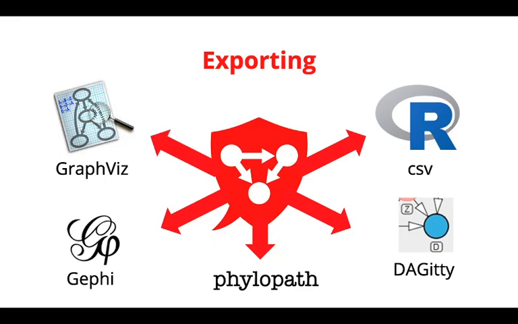You can export stuff from CHIELD into things for visualization like GraphViz and Gephi, and then things for analysis like filopath or just CSV files to process in R or anything else you want. It also exports straight to Daggity, which is a tool for figuring out the causal confounds.